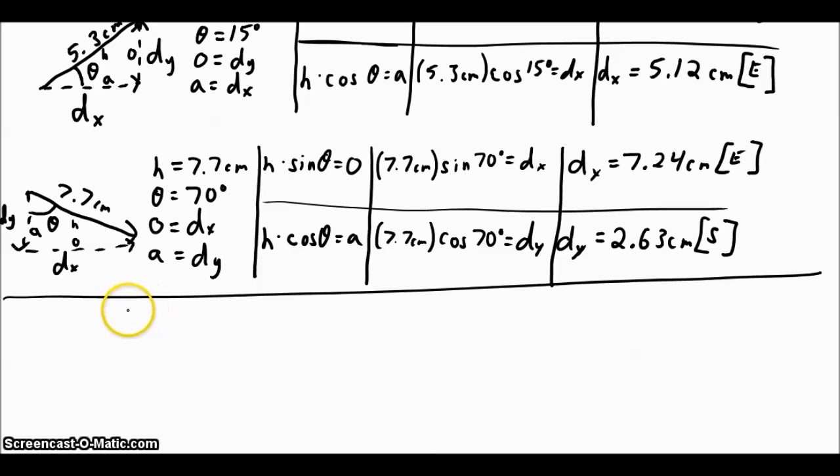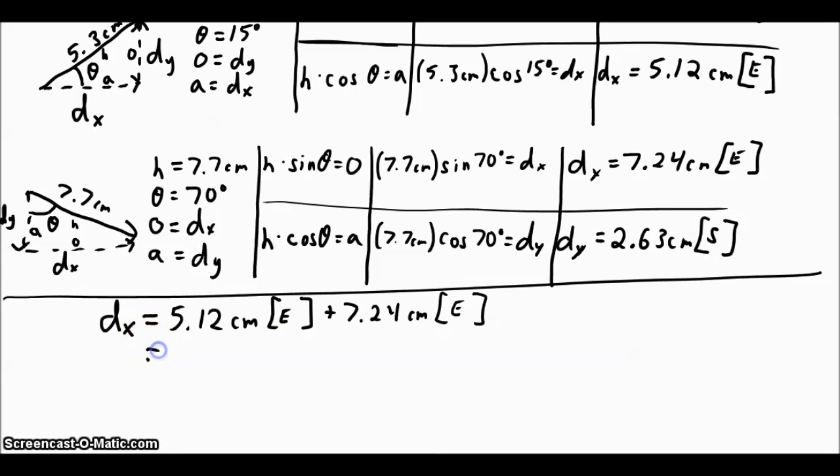Step 2 is simply adding up our dx's to get our resultant dx. So we're going to take our 5.12 centimeters to the east and add that to our 7.24 centimeters to the east, meaning that our total dx will be, and because they're both going to the east, we could just add them, 12.36 centimeters to the east. And that is our step 2.